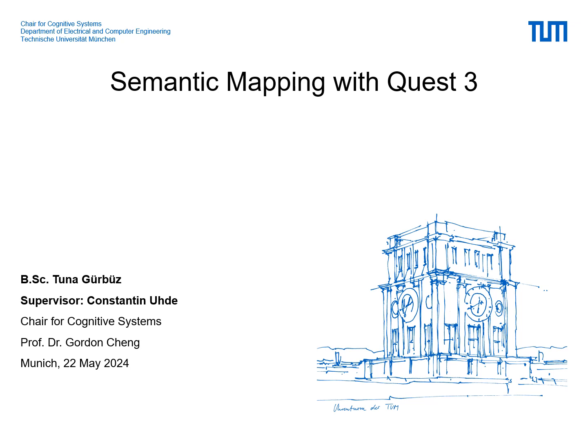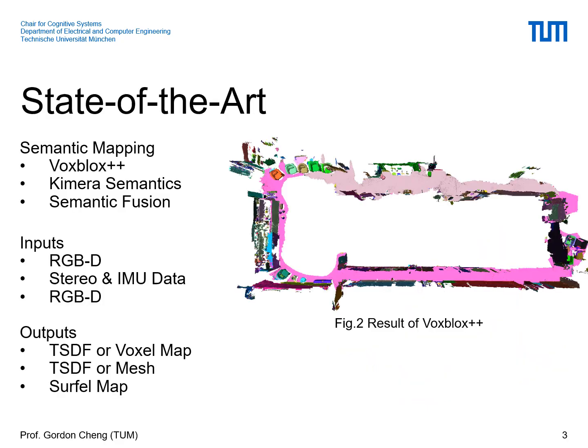In this video, I'll talk briefly about one of the research projects I participated in. So the high-level objective of this project is to use the mixed reality headset Quest 3 for semantic mapping or semantic labeling of an unobserved environment, where the data can also be used for VQA, so visual question answering purposes.